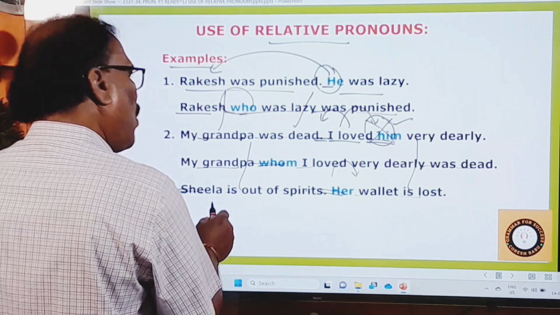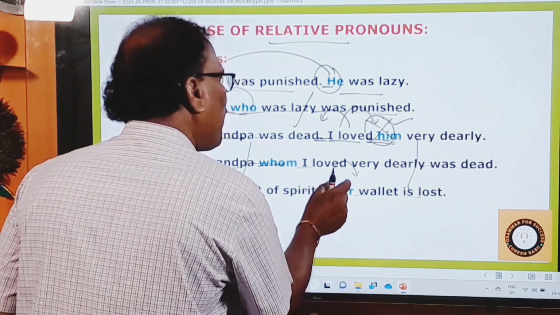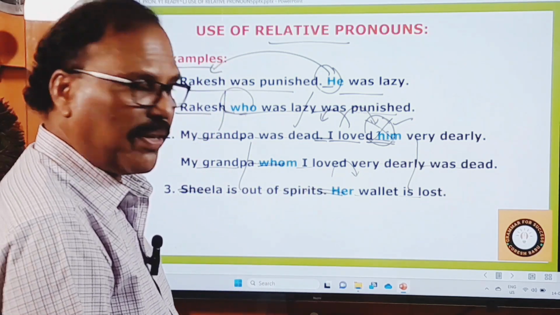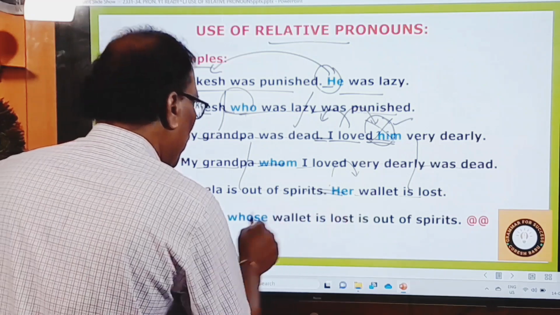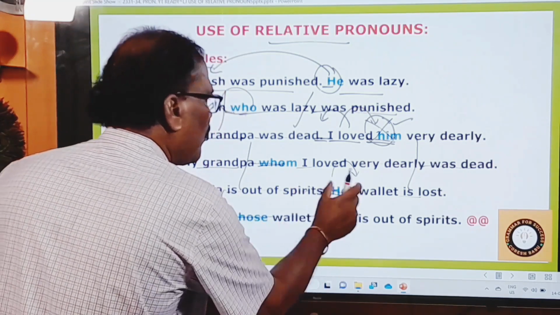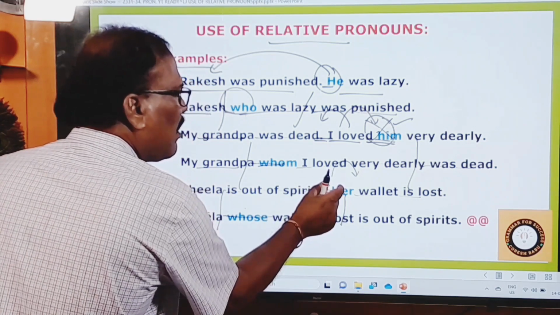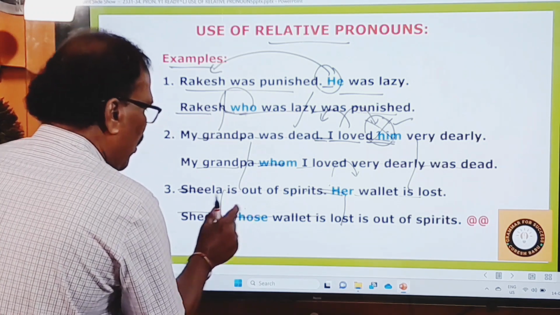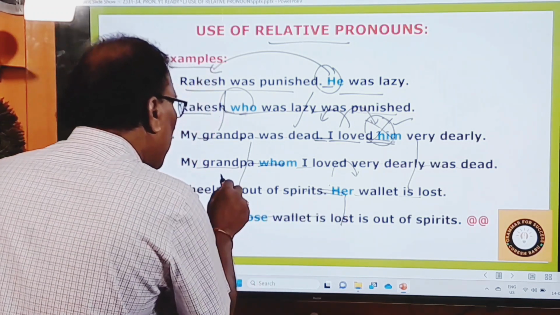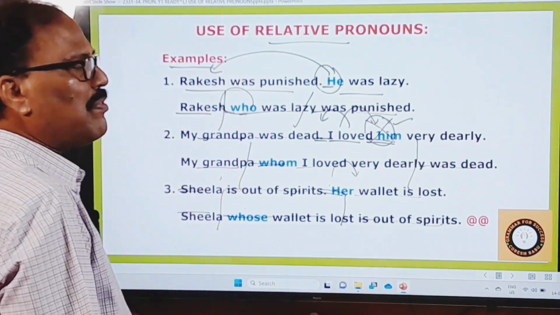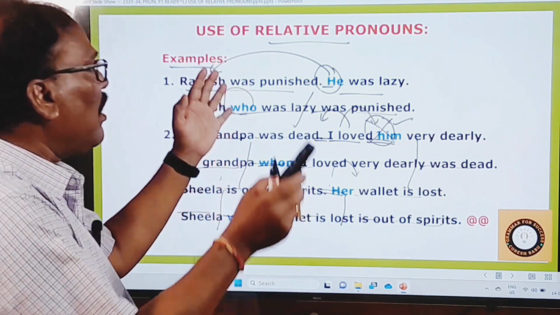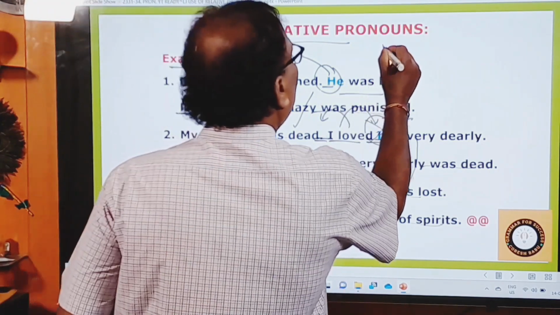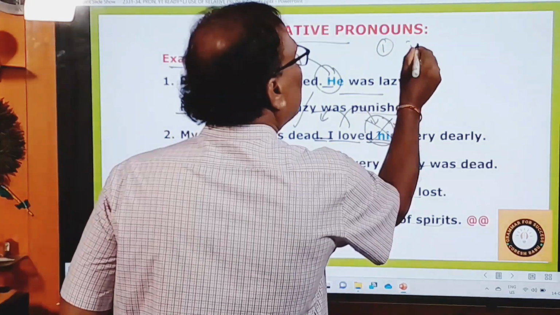And how can you join this? This her is a possessive case pronoun. Instead of this possessive case pronoun, we have to use only whose. How? Sheila, whose wallet is lost. Her wallet means whose. Instead of her, the possessive case pronoun, you are using the relative pronoun. Sheila, whose wallet is lost, is out of spirits. See, this is how you have to join the two sentences together with the help of the relative pronouns. And remember, the relative pronouns do one action: joining the two sentences.